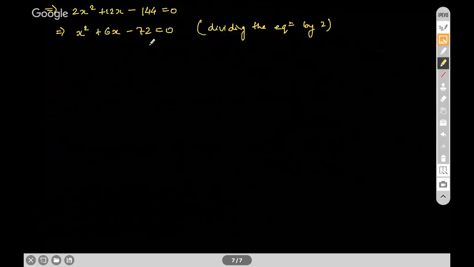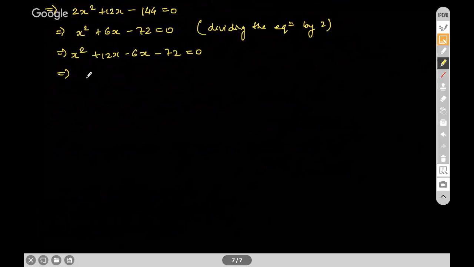Isn't it? Now it boils down to solving this question. So hence, if you see 72, 72 is to be broken in such a way that the product is 72 and the sum is 6. So it is a no-brainer here. You can write it as plus 12x minus 6x minus 72 is equal to 0. Why? Because 12 times 6 is 72.